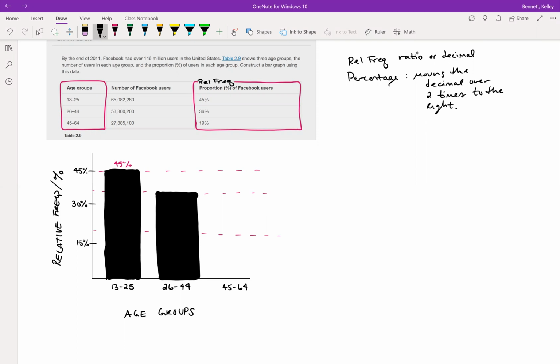And the 45 to 64-year-old, that's going to be our 19%. So that's up to this line here. So I'm just going to see if I can do that freehand. So I'm going to go ahead and label these. That was 36%, and this was 19%. Right, so that's just how you create a bar chart or a bar graph.